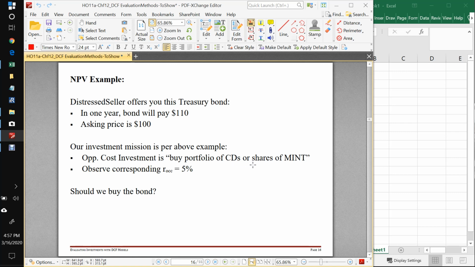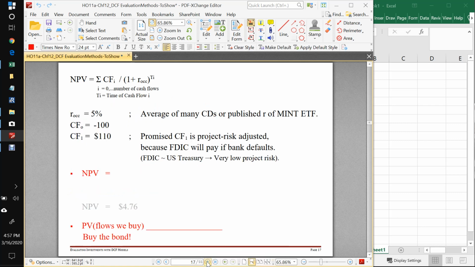So that would lead us to an opportunity cost investment of buying a portfolio of CDs as seen on bankrate.com. I think you can even buy them from bankrate.com. I'm not sure, I'd have to double check that. Or our opportunity cost investment could be simply buy shares of the Mint ETF. And we've done our work as we did in the last chapter. We found that the corresponding opportunity cost of capital for either of those is 5%. And we want to know, should we buy the bond? Well, let's see if we can figure this out using our steps for the NPV method.